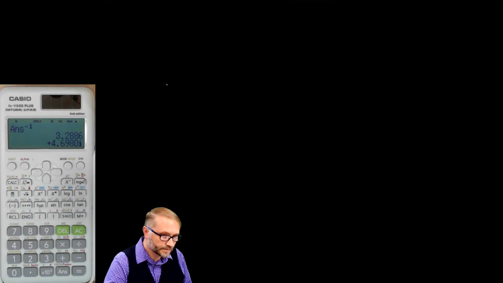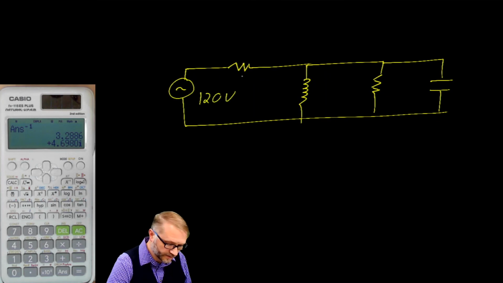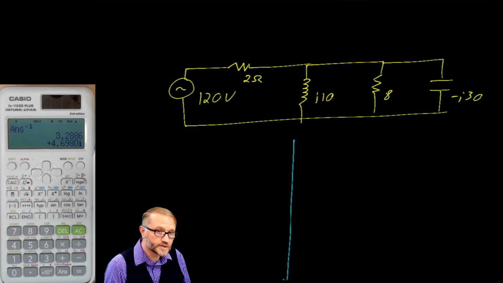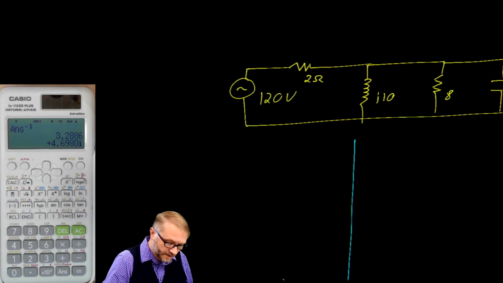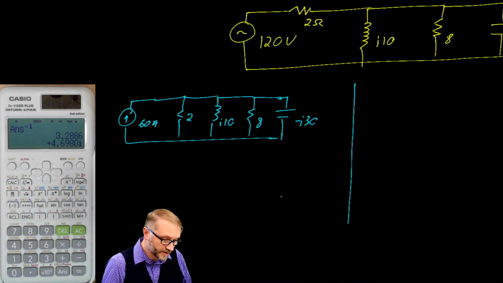Here's a current divider problem. Again, we'll let that be 120 volts, 2 ohms, J10, 8 ohms, negative J30. There are 2 ways you could solve this problem. The first way is to do a Thevenin to Norton, where you say this current is now 60 amps at a phase angle of 0 degrees. That 2 ohm resistor drops to that position. J10, 8, and I believe it was negative J30. And now you can use the current divider.